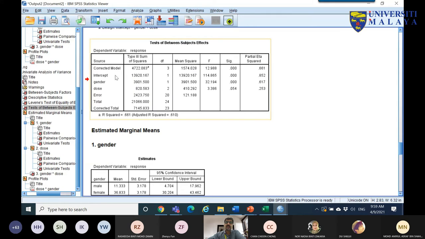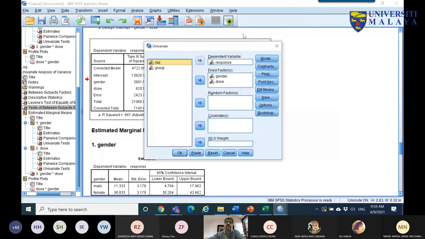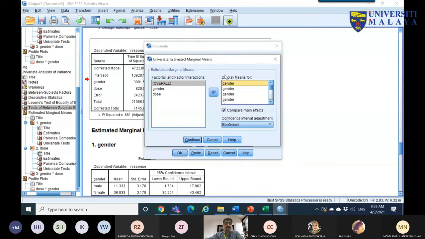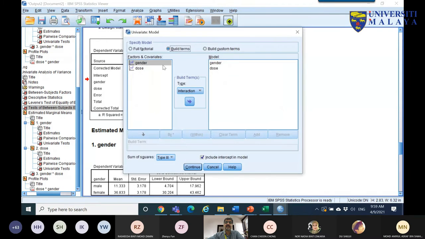Okay, now when we run the model with a full factorial, again, I don't know what's wrong with my SPSS every time. In the model, I just use the full factorial. There is something that I don't want to discuss, but it's a bit advanced. There are four types of sum of square calculation, because ANOVA is based on the sum of square of error. There are many different types, and if the sample sizes are equal, type 3 is the best solution.